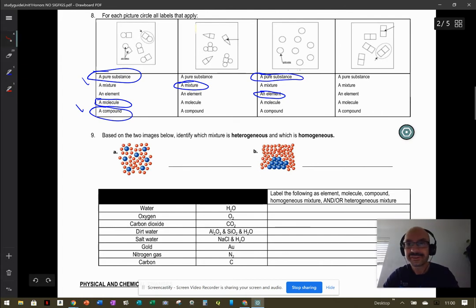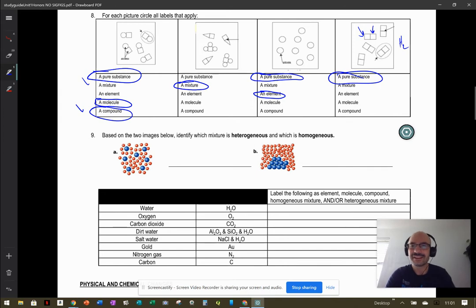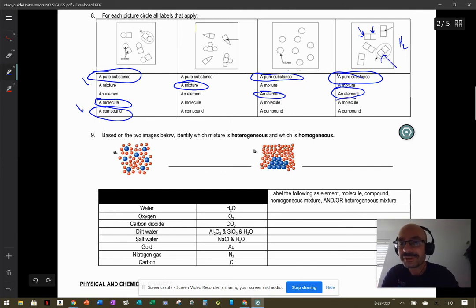For this last one over here, this is definitely a pure substance because we have particles of the exact same type. So I'm going to circle pure substance. By definition, it cannot be a mixture, so it's not a mixture. We can call it an element because each one of these is made up of the same element. That's the same thing as saying if we have H2. Yes, it's an element, so let's circle element. Is it a molecule? Well, yes, they're molecules of the element because we have more than one atom bonded together. So it's also a molecule.